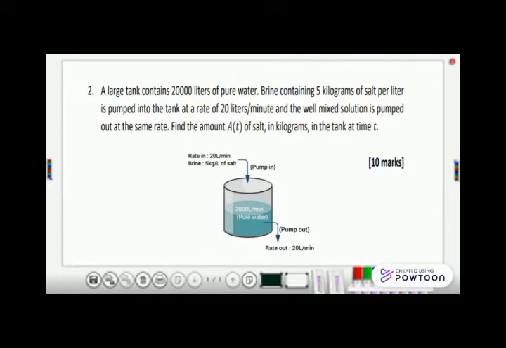Question number 2 says a large tank contains 20,000 liters of pure water. Brine containing 5 kg of salt per liter is pumped into the tank at a rate of 20 liters per minute. And the well-mixed solution is pumped out at the same rate. Find the amount A(t) of salt in kilograms in the tank at time t.